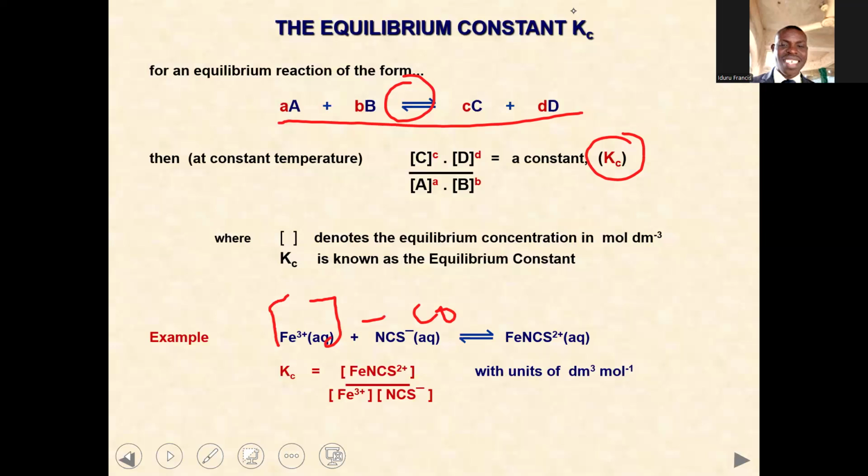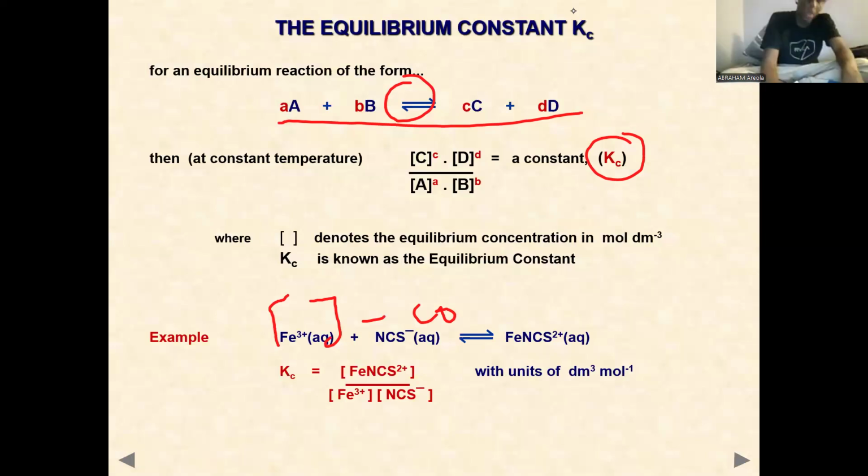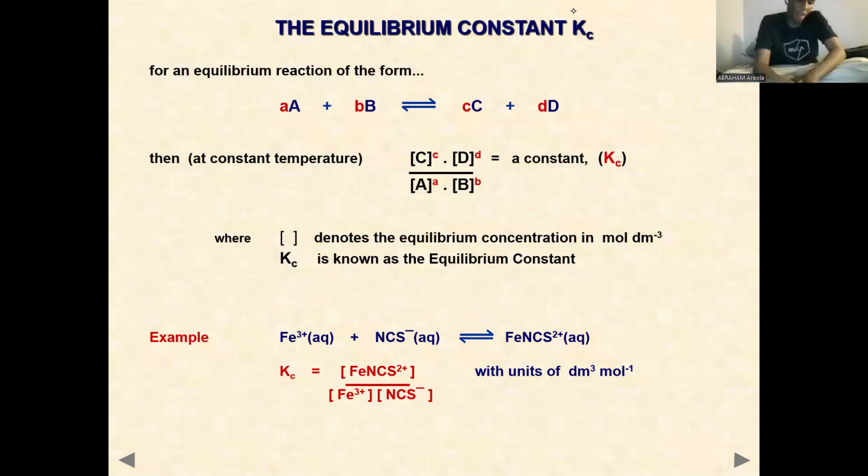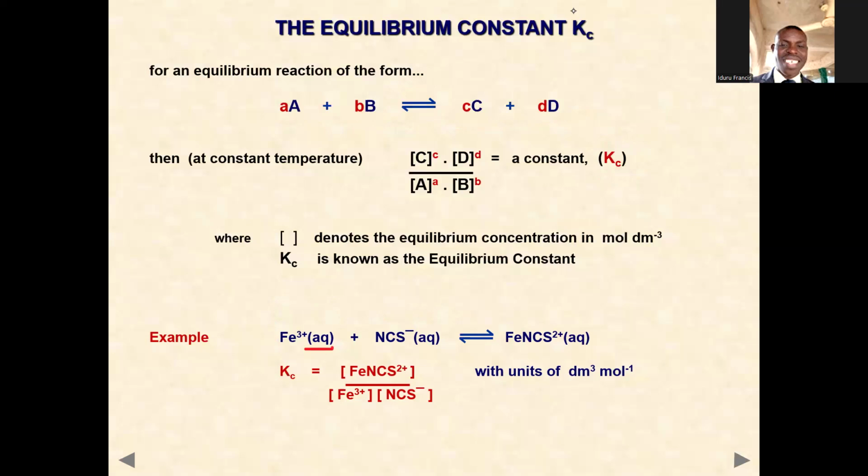Now let's look at an example. Example 1: Fe3+ aqueous plus NCS- aqueous, reversible arrow, gives FeNCS2+ aqueous. See, all of them are aqueous. That is a Kc.